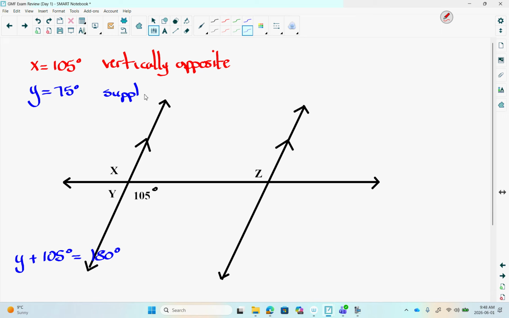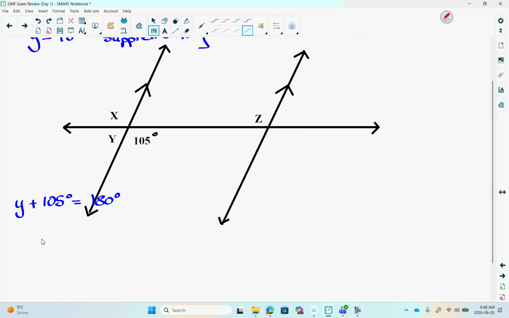Supplementary, and I think it's with an E. But here's why it would equal 75. If you know that Y plus 105 equals 180, and you wanted to get Y by itself, you would subtract 105 from both sides. Or you'd move the positive 105 from the left to the right. There's your 75 degrees.